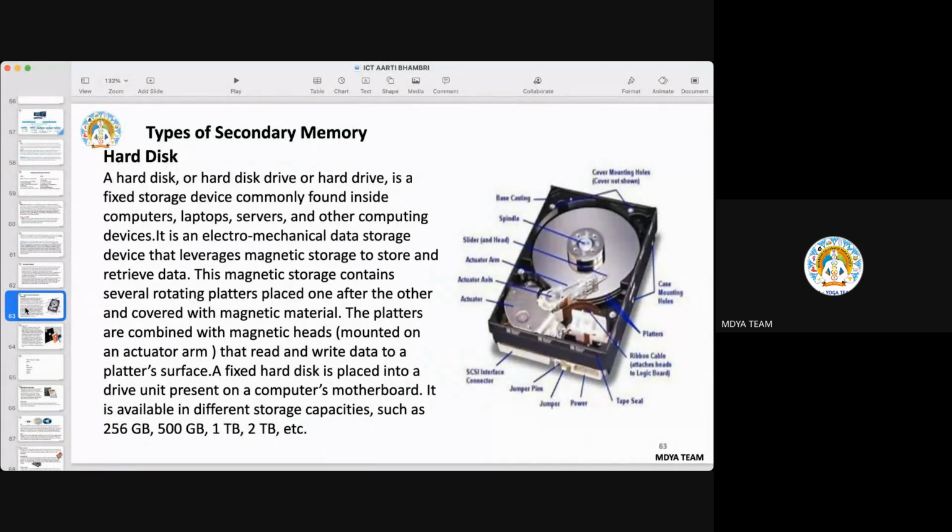but yes, you should know what is hard disk, or what is solid state devices, or what are the compact disks and all. So hard disk drive is a hard drive. It is a fixed storage device which is commonly found inside the computers, laptops or servers or any other computing devices. It is electromechanical in nature because there is an arm, there is a disk which is having some magnetic material coating, and all the information is encoded on this magnetic material on the surface of the disk, and to read it there is a pointer.